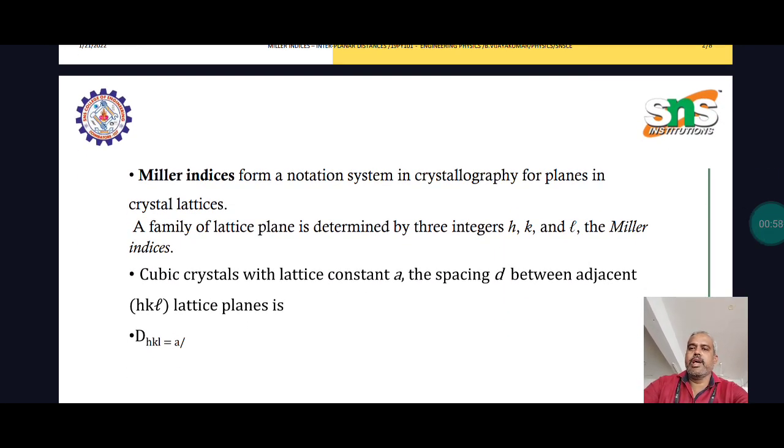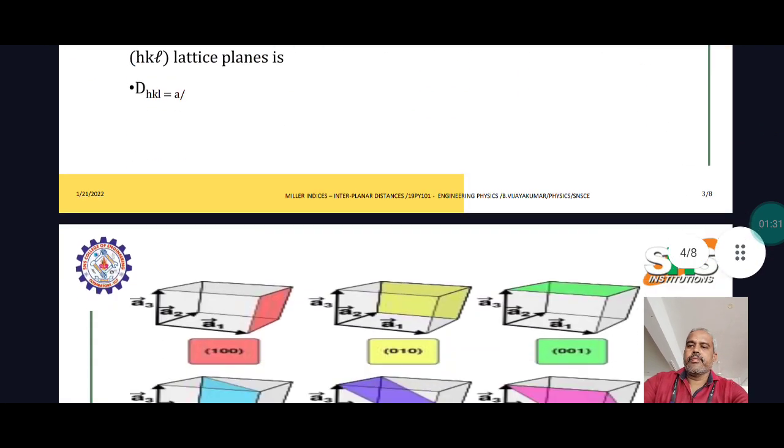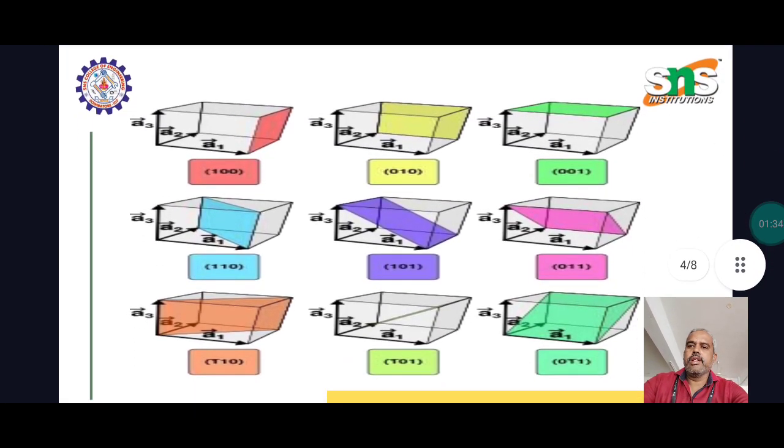Miller indices are a notation system in crystallography for planes in a lattice. They are three integers, for example h, k, l, called the Miller indices. Take a simple cubic crystal structure, where the lattice constant is a and the interplanar spacing is d. This is a three-dimensional cubical structure.